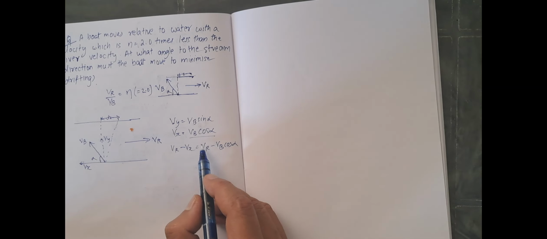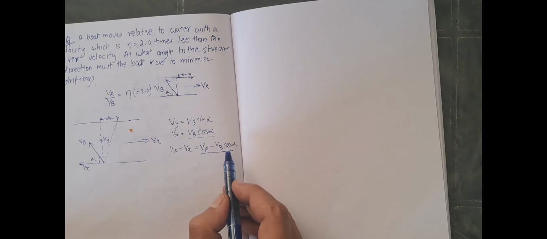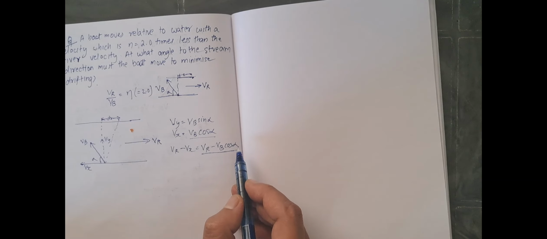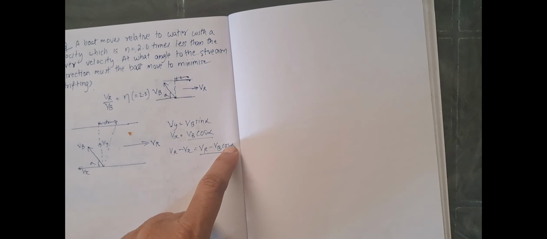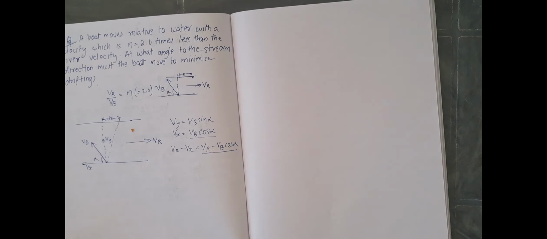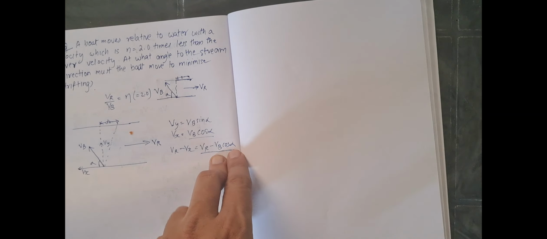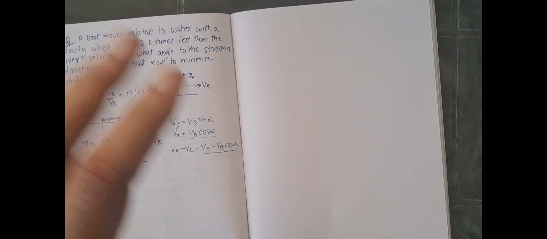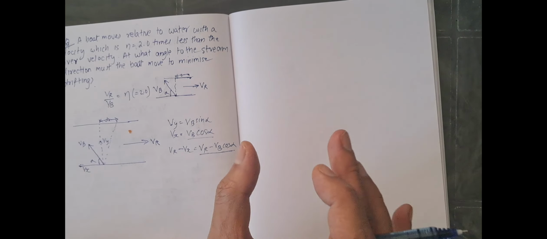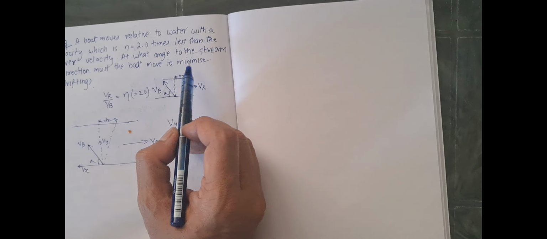And if we want to find out the maximum value of this particular thing, this maximum value will come when alpha decreases. When alpha decreases, cos alpha will increase, and when cos alpha increases, Vb cos alpha also will increase. If Vb cos alpha increases, Vr minus Vb cos alpha will decrease, which is what we want. We want Vr minus Vb cos alpha to decrease. Why? Because we are interested in finding out what is the angle to minimize drifting.